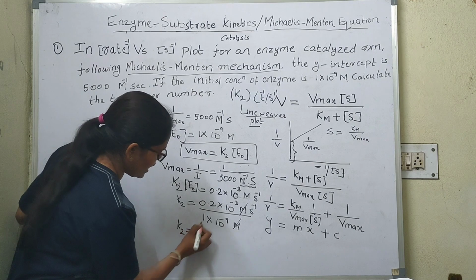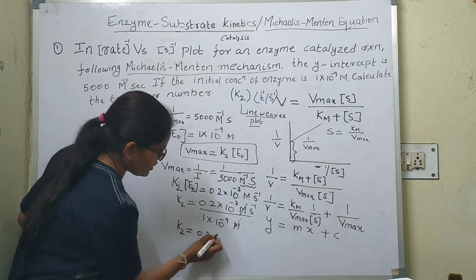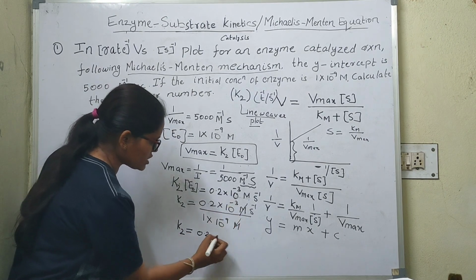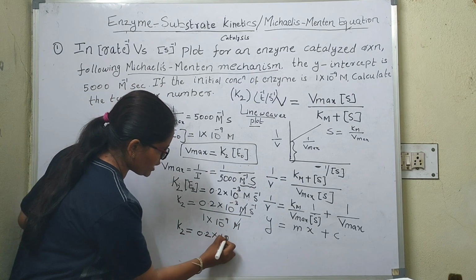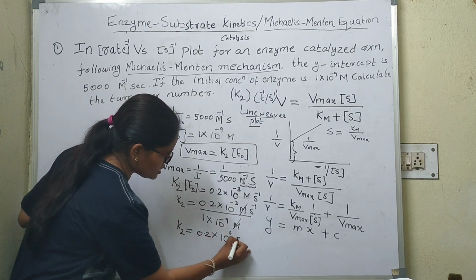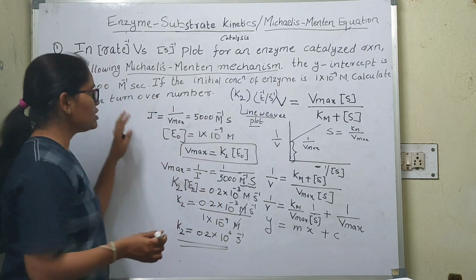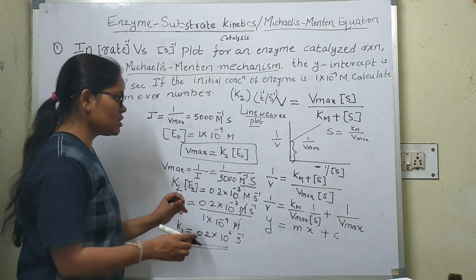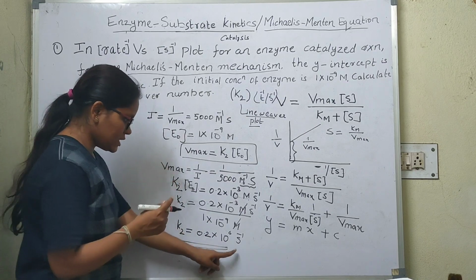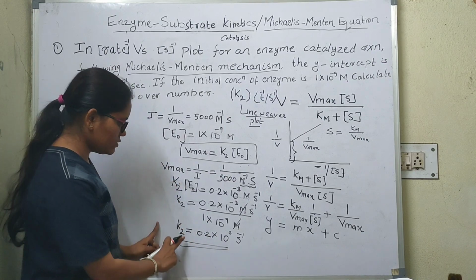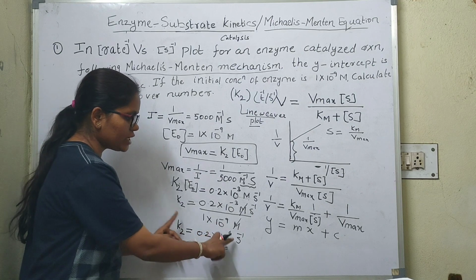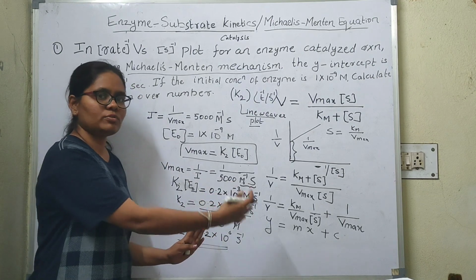So we will get K2 as 0.2. When this goes into the numerator side, we will get 0.2 into 10 power 6 second inverse. So what is K2? K2 is the turnover number. That means in 1 second, one enzyme is converting 0.2 into 10 power 6 substrate molecules into products.